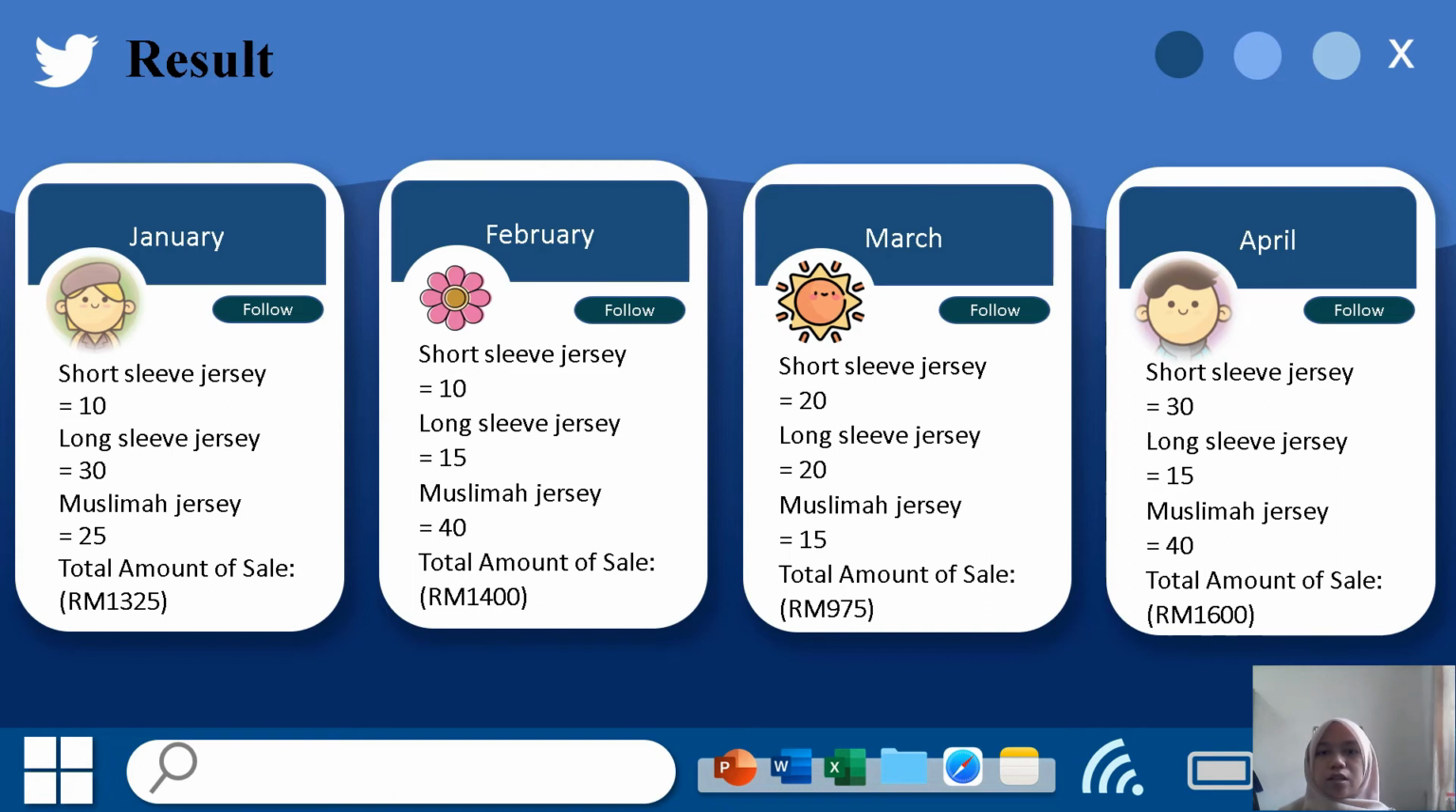In March, short sleeve jersey is 20, long sleeve jersey is 20, and Muslimah jersey is 50. So the total amount of sales in March is only 975 ringgit. In April, Marcus' target to sell is short sleeve jersey 30, long sleeve jersey 50, and Muslimah jersey 40, and the total amount of sales in April that Marcus targets is 1,600 ringgit.